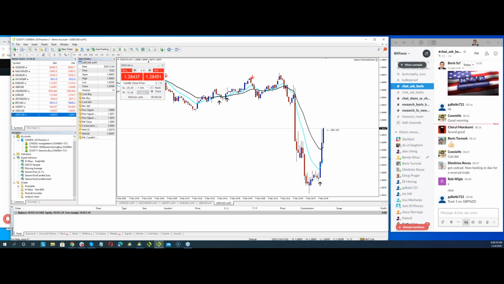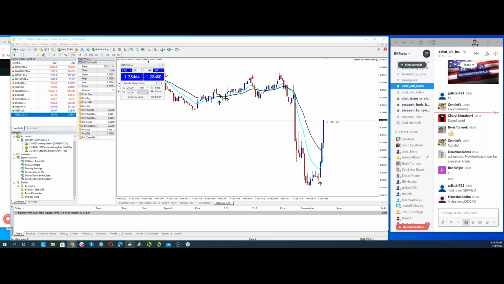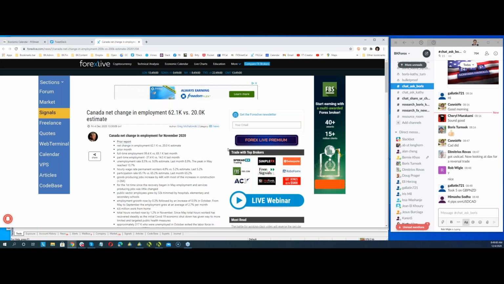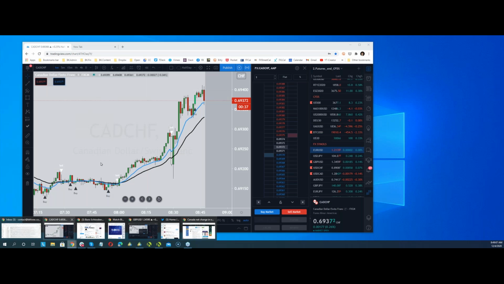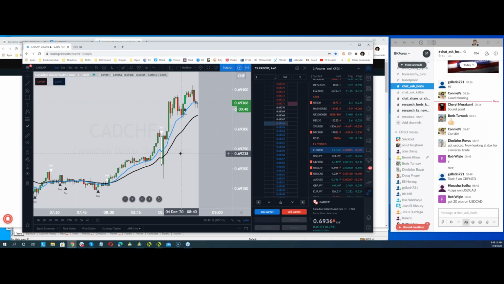Anyways, CAD now is doing its usual retrace thing. But if I was looking tactically for... where's my chart? Damn it. Sorry guys, I have a million charts here. I think it's this one, right? No, where's my... oh, here it is, CAD Swiss. Okay, so this is the CAD Swiss 1 minute chart.